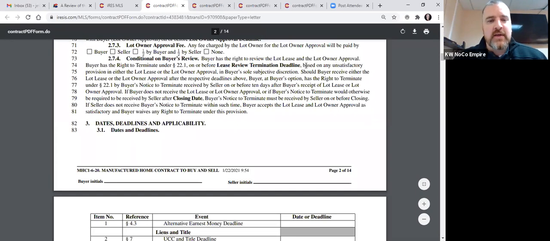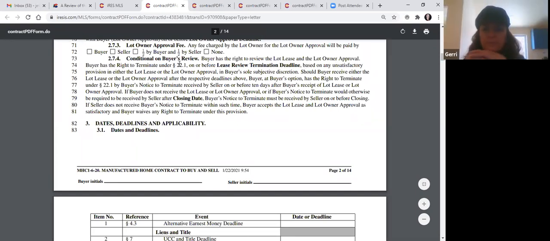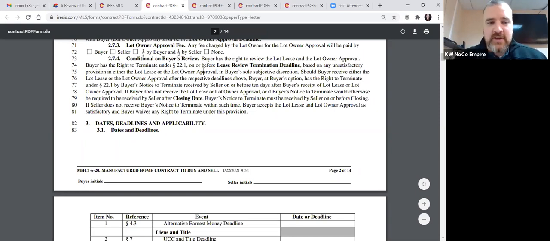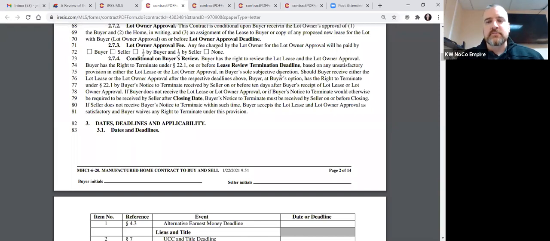So the buyer needs to have a right to review those things, and the right to review that lot owner approval. They can terminate under 2.1 on or before the lease review termination deadline if there's anything in there that's unsatisfactory in the lot lease or the lot owner approval in the buyer's subjective discretion. Okay.